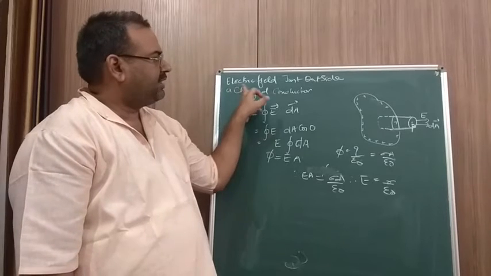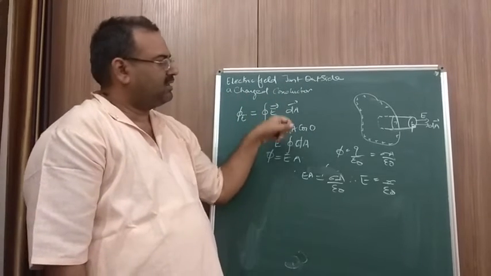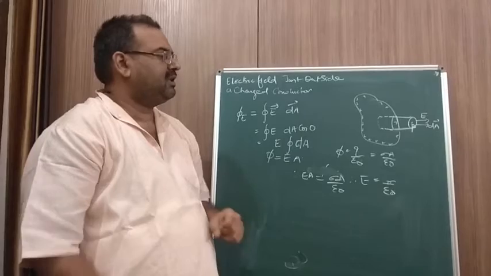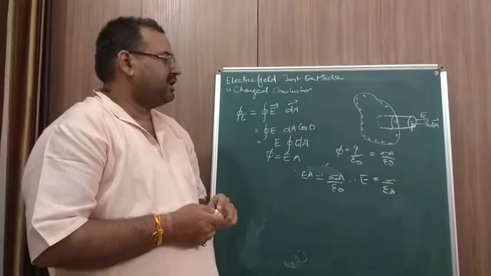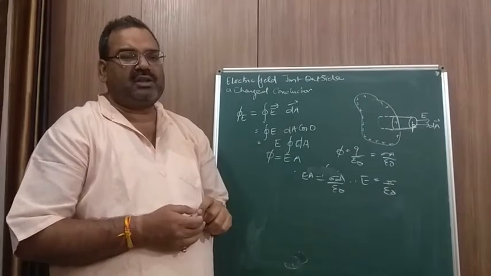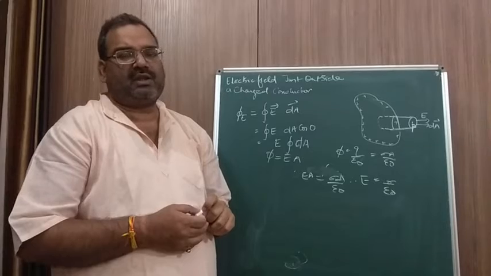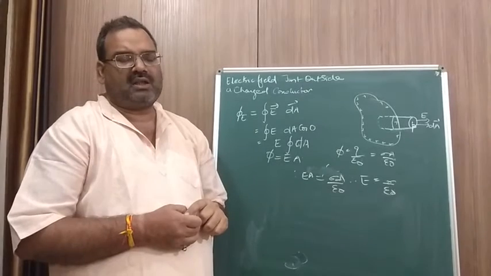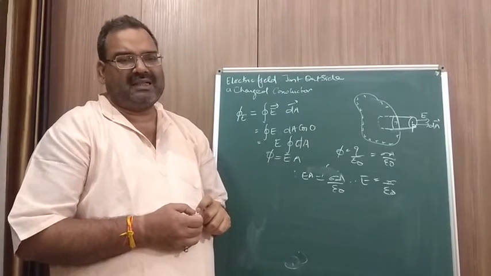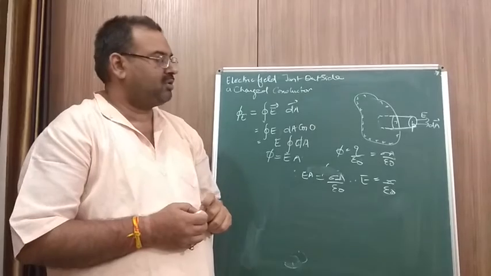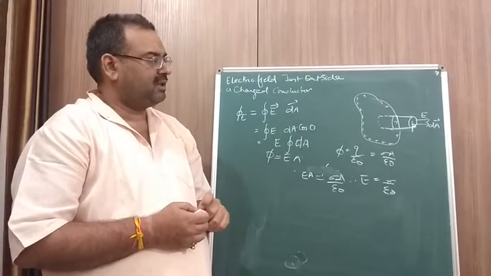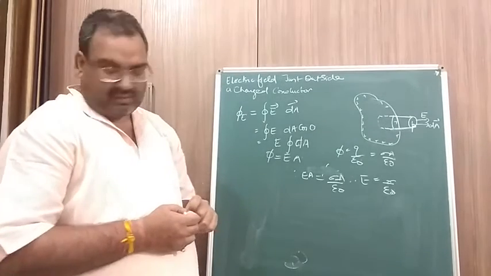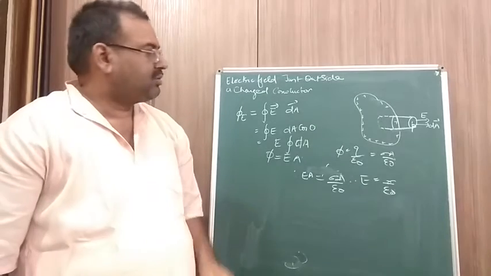We'll find out the electric field just outside the charged conductor. So we have a charged conductor which contains a positive charge. The whole charge is situated on the surface of the conductor because the conductor cannot have any charge inside itself. The whole charge comes on the surface of the conductor. So we will find out the electric field outside the conductor.